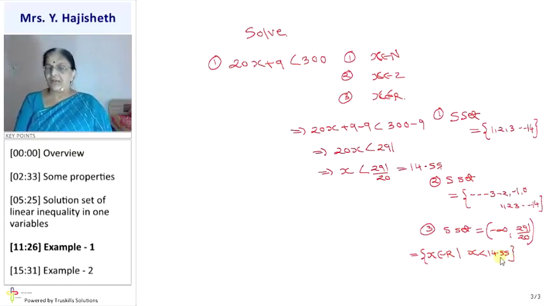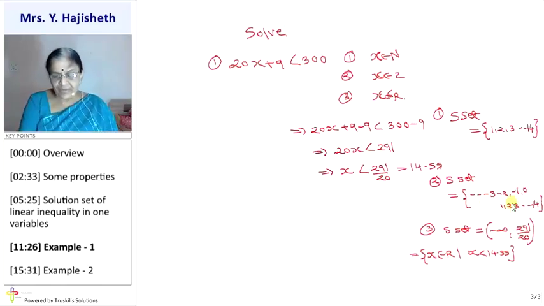Are you clear how to find the solution of a linear inequation in one variable? Here, all the values given in the solution set make this inequality true. By putting x is 1, it is 20 plus 9, 29, which is less than 300. By putting x is 14, I will get 280 plus 9, 289, less than 300, like that. So every value of x in the solution set makes my inequality true.